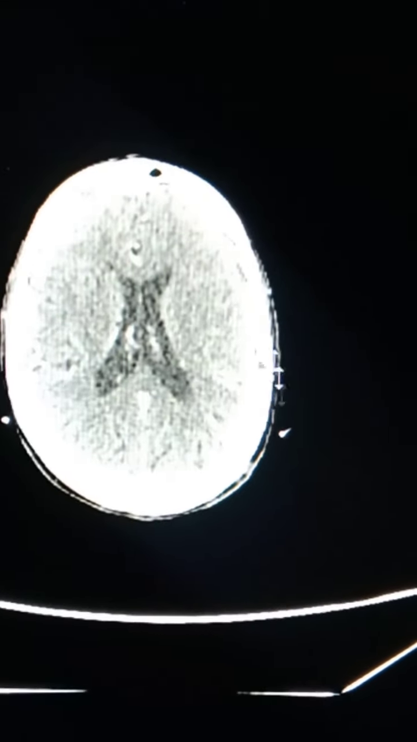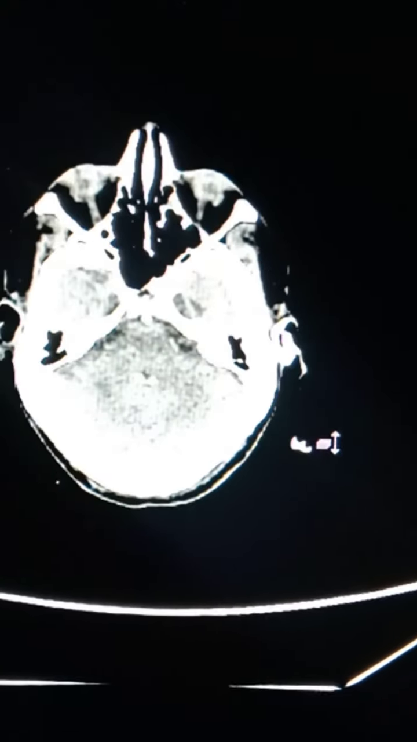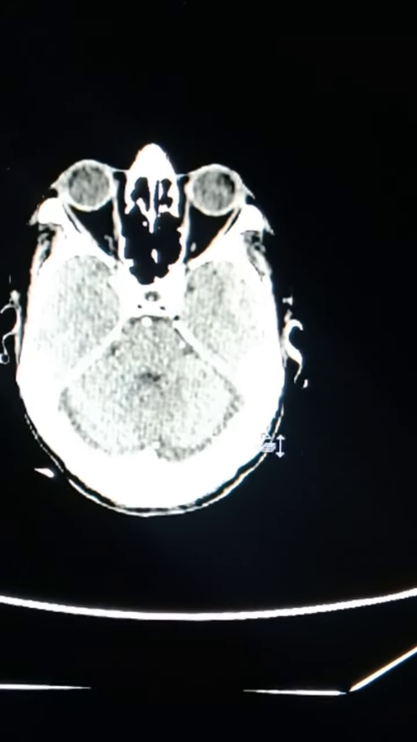And the cerebral hemispheres, the frontal lobes, the parietals, and as we go lower down, the occipital lobes and the temporals. These are the lateral ventricles, third ventricle, the fourth ventricle, and this is the cerebellum, the cerebellar hemispheres, and you see the brainstem structures like midbrain, pons, and medulla.